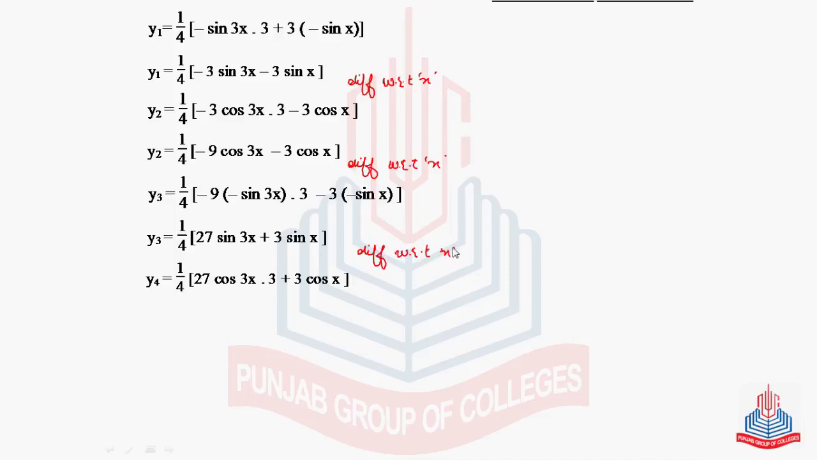To find the fourth derivative, we have to differentiate this third derivative with respect to x. We have the fourth derivative y4 as 1 by 4. This 27 will be a constant term, the derivative of sine will be cos 3x, and the derivative of this angle will be 3. Similarly, for 3 sin x, the derivative will become 3 cos x. So y4 is 1 by 4, 27 into 3 will be 81, and this 3 cos x will be as it is.